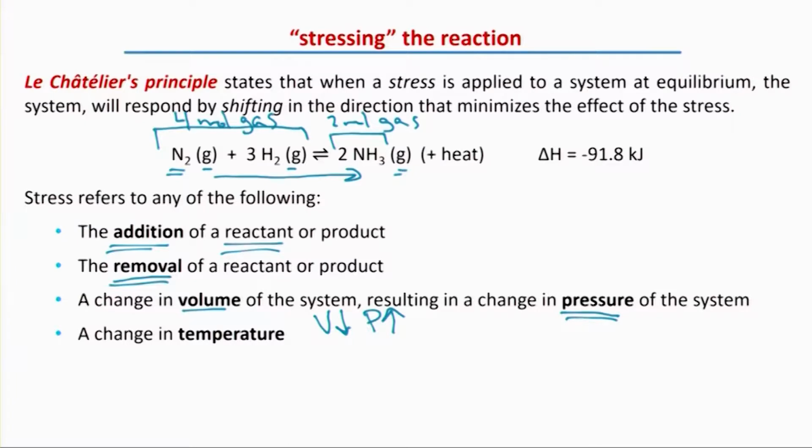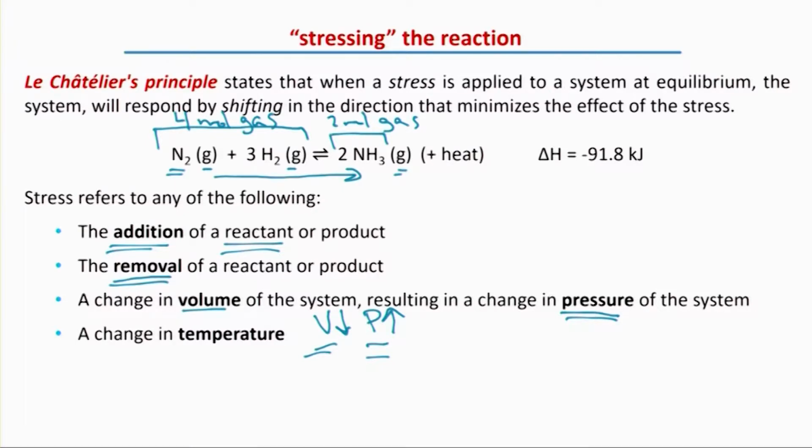Now, if I just decrease the volume of the system, which thereby increases the pressure, the system will want to shift in a direction to then decrease that pressure. Which way would it shift? To the reactant side or the product side, which would then cause a decrease in the pressure?